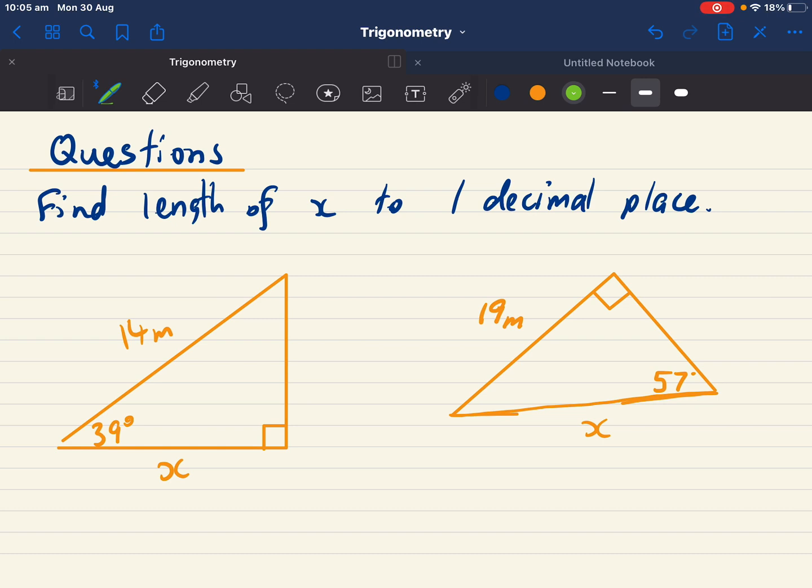Okay, so for the first one here, you should have ended up having cos and you should have times. You should have ended up with 10.9 meters. And this one here, you had opposite and hypotenuse. This was a sine, and you would have needed to divide it. And 22.7 meters was the length of that one there.